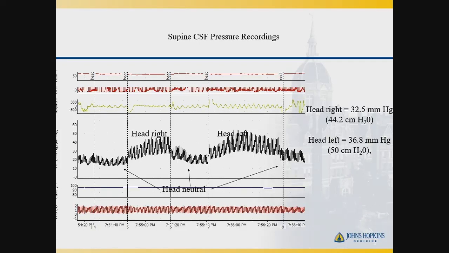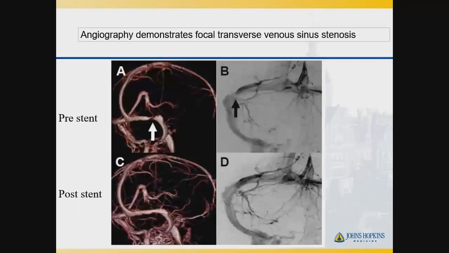So why does head turning do that? Remember, when you turn your head, you squeeze your jugular veins either on the right or the left. So we figured we need to image his venous anatomy to better understand this. And sure enough, he had a significant bilateral transverse sinus stenosis.